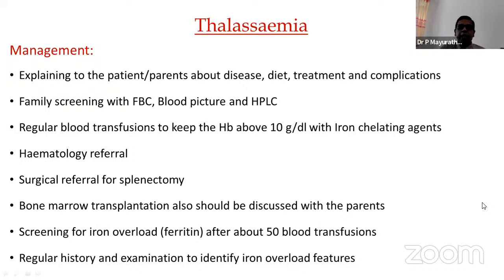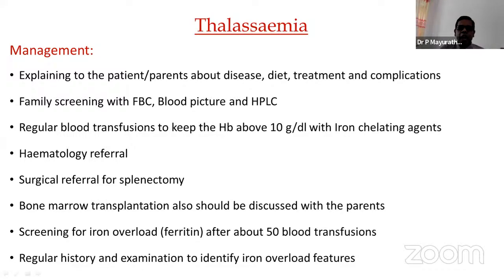So in addition to treating the patient, we may have to do a family screening, very important. At least do the full blood count and the blood picture of the family members first. Then whoever is having features of thalassemia can undergo HPLC, because HPLC may not be available in all of your hospitals.